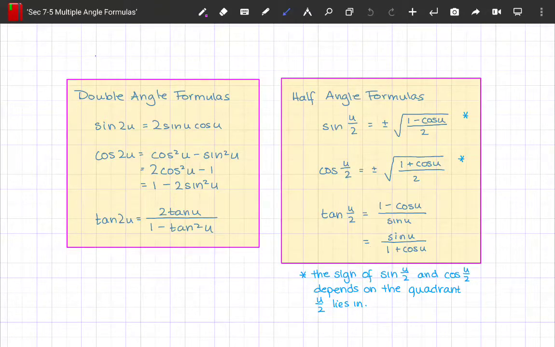The sign that you're going to use is going to depend on what quadrant u over 2 lies in. So if u over 2 lies in a quadrant where sine is positive, you're going to use the positive square root. If u over 2 lies in a quadrant where sine is negative, then you're going to use the negative square root. And likewise for cosine. So that's the only little caveat with these that you'll have to remember. All right, let's just do some examples now.